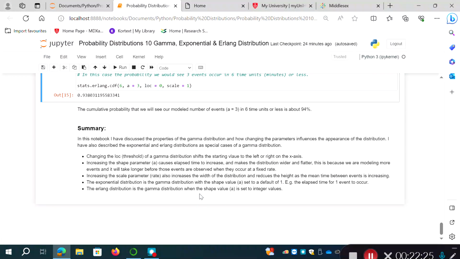The exponential distribution is the gamma distribution with a shape value set to a default of 1, for example, elapsed time for 1 event to occur. The Erlang distribution is the gamma distribution when the shape value is set to an integer value. They're going to be positive values, essentially. Right, so that's that. In the next video I'm going to talk about the geometric distribution. A couple left, and then I'll be finished with describing probability distributions for a while.